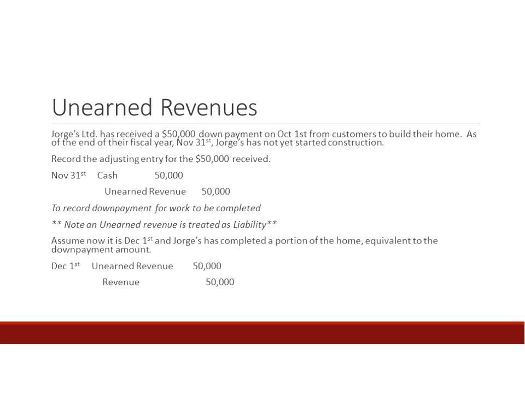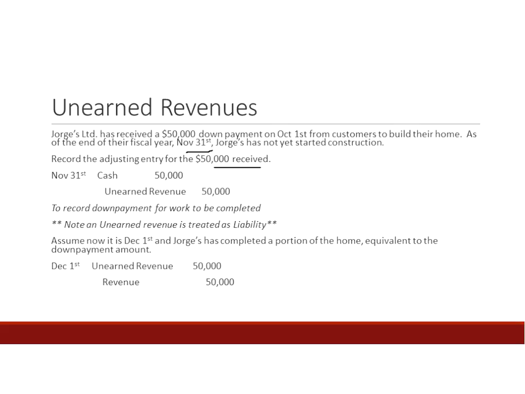Okay, let's take a look at unearned revenues, another prepayment. This is where we receive money for work that's not completed yet. So let's look at George's Limited. They've received a $50,000 down payment on October 1st from customers to build a house. At the end of their fiscal year, November 31st, George has not yet started construction. So now we want to record the adjusting entry for the $50,000 received.